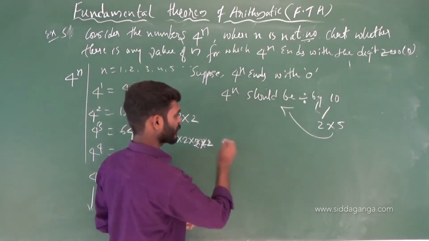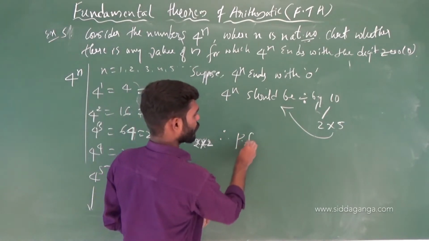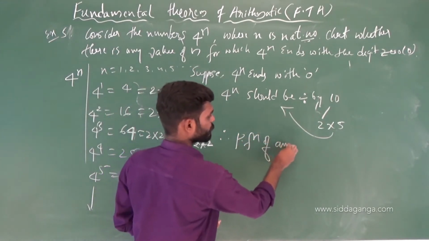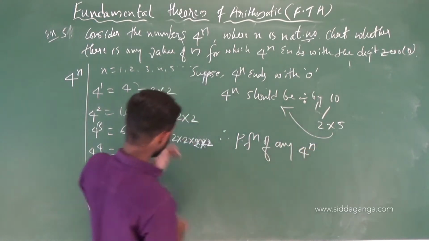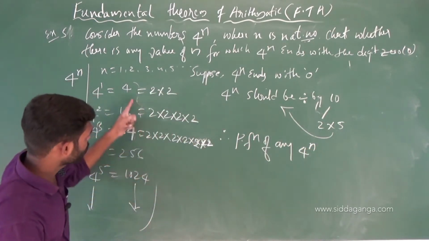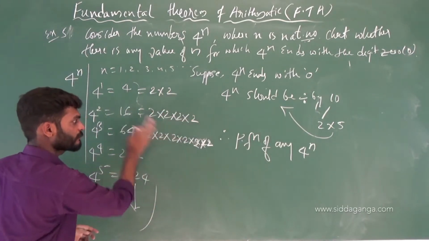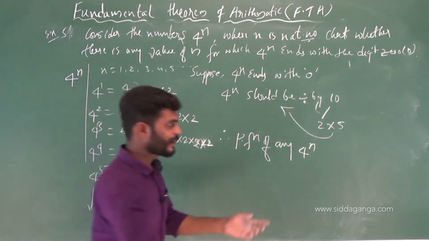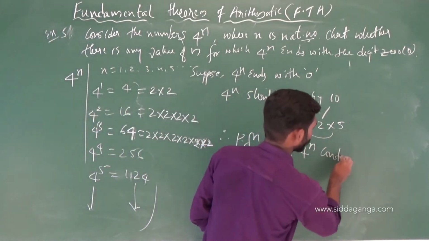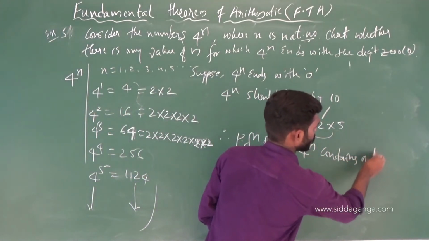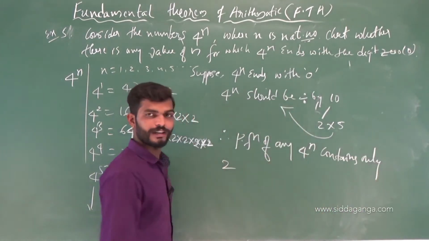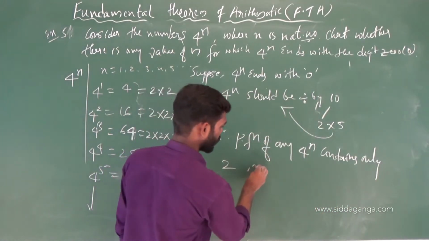Therefore I can write like this: the prime factorization of any 4n contains only 2, not 5.